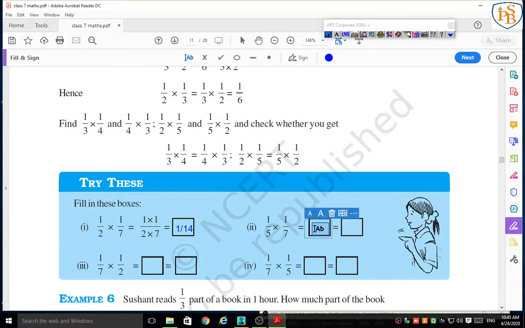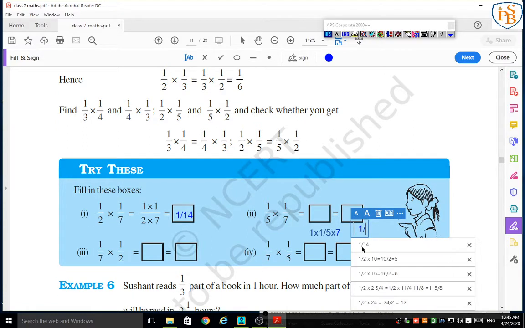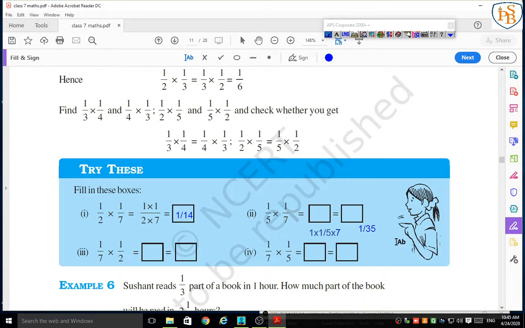The next is, what do we have to write in this box? 1 upon 5 into 1 upon 7 is equal to, next step will be 1 into 1 upon the denominators 5 into 7. So our answer will be 1 ones are 1 upon 7 fives are 35. So my answer will be 1 upon 35. Is it easy? Yes, it is very easy. You just have to concentrate and listen carefully.